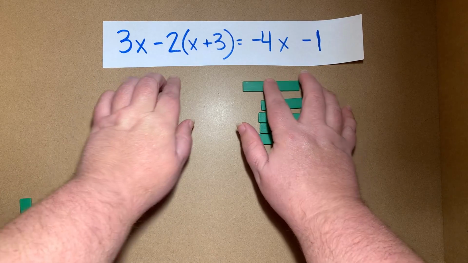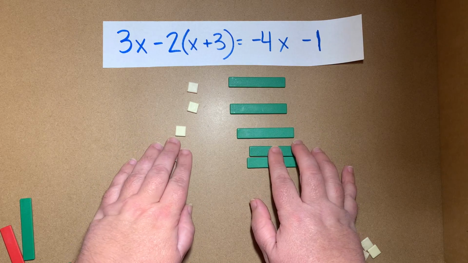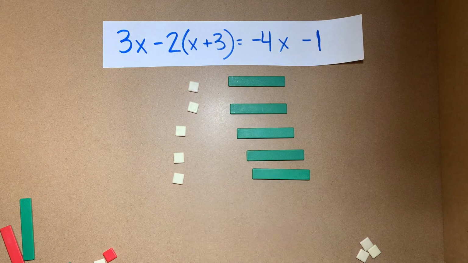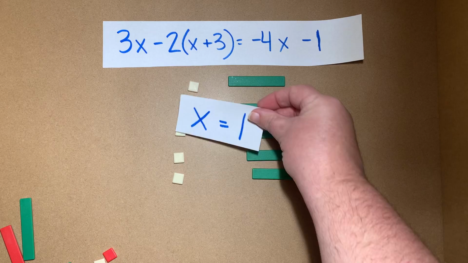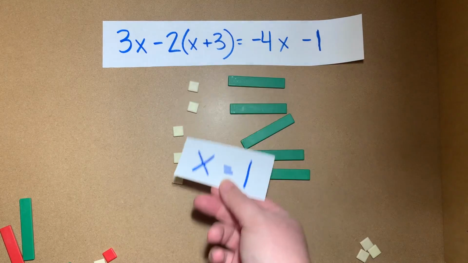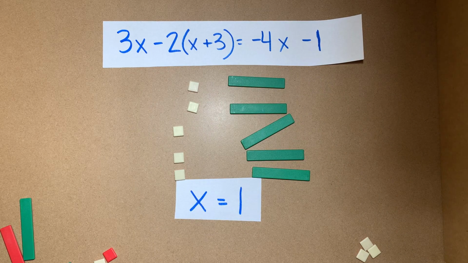So let's separate those into equal groups. Each side can be divided into 5 groups to where x is equal to 1, or 1 is equal to x. But it's just the same thing. So there are 2 ways to solve for x in an algebraic equation.